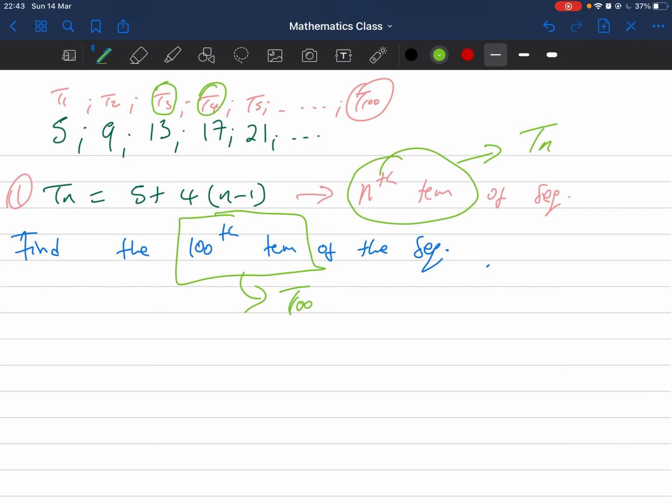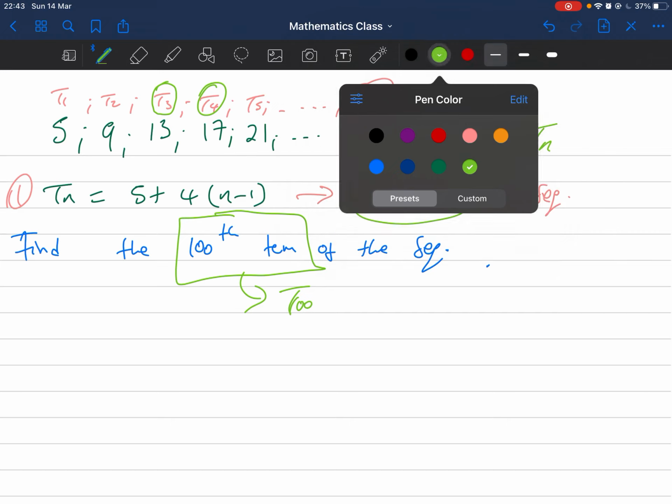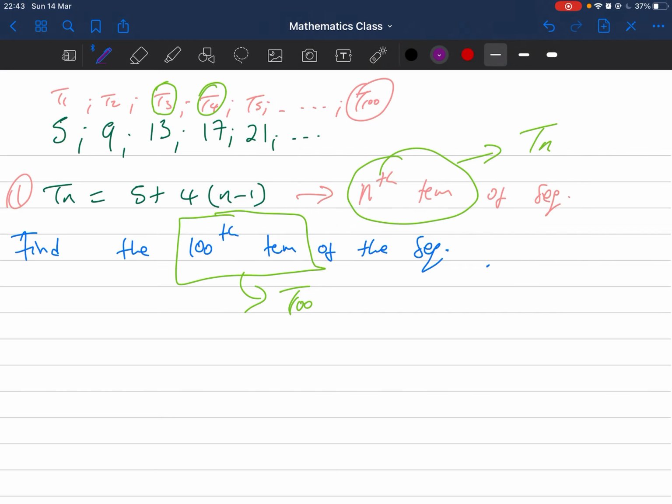So here the question says find the 100th term of the sequence. How do we do that? How do we find the 100th term of the sequence? The easiest way is to use what we already have from our previous video. Please check our previous video if you want to see how to get the nth term of the sequence. So what you're going to do is say Tn, so we have Tn equals 5 plus 4 times n minus 1.